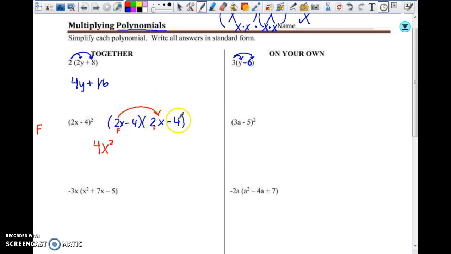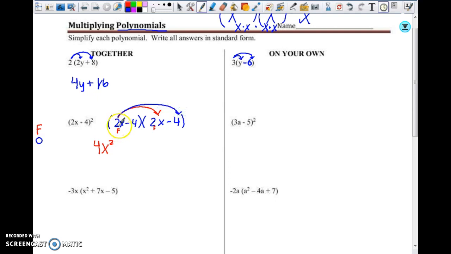Now it's got to go to the other number in that parentheses. If you notice, this one's the very first number I see. This is the very last. We call that the outer term, right? You see, this is the outside. This is the outside. So the next thing is we'll multiply the outside.